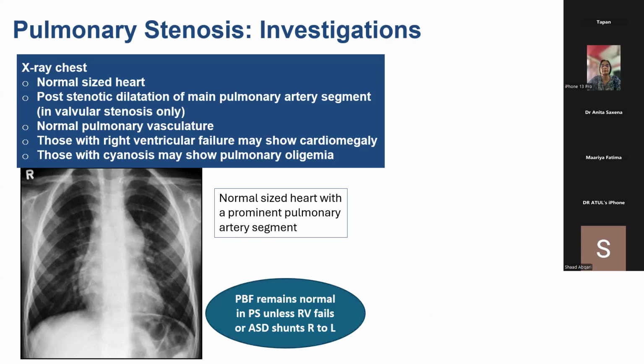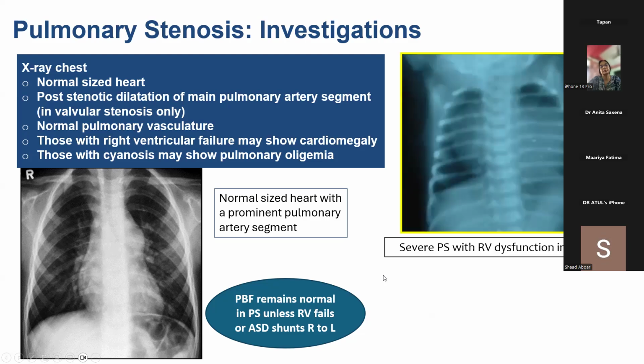Now, pulmonary blood flow remains normal unless the right ventricle has failed or there is ASD shunting right to left. This is something that we must remember, because we are in the habit of saying pulmonary oligemia and severe PS, which does not happen as long as the right ventricle is normal. But if you have cardiomegaly, as shown in this neonatal X-ray, there's actually a neonate, then you know that this is a case of right ventricular dysfunction.